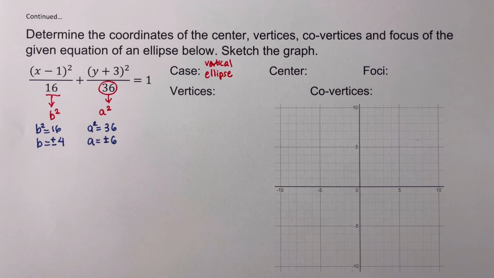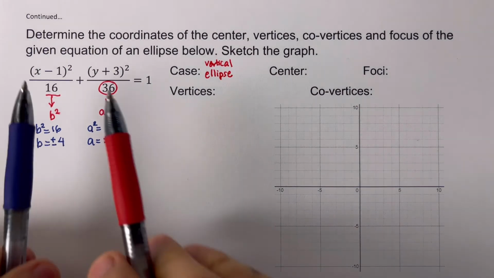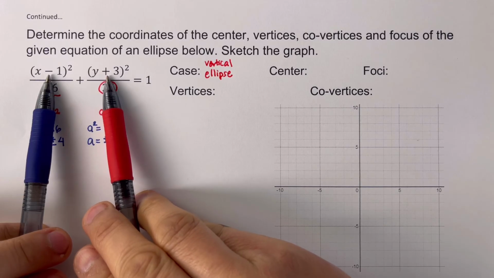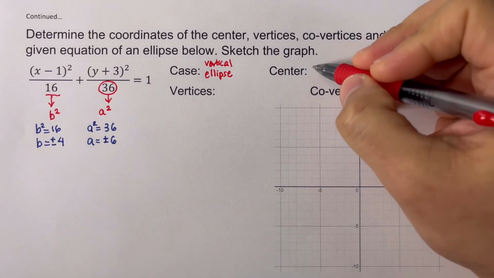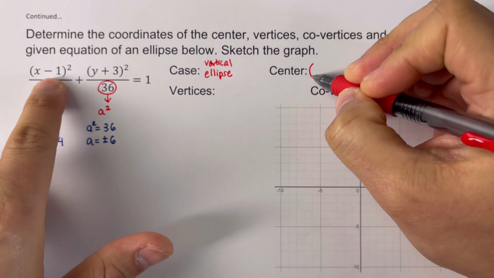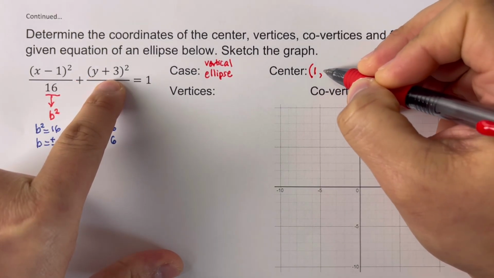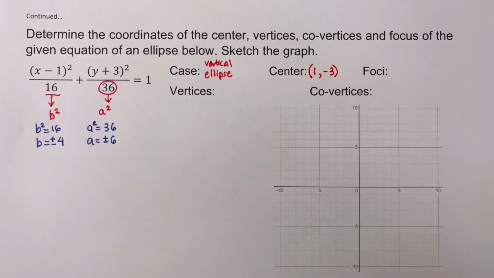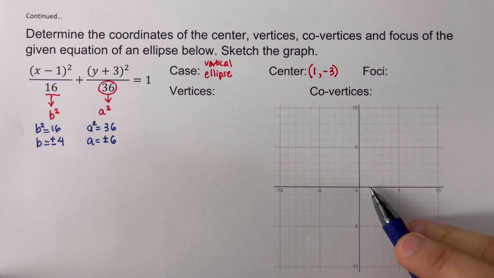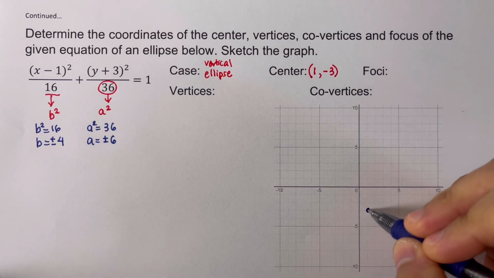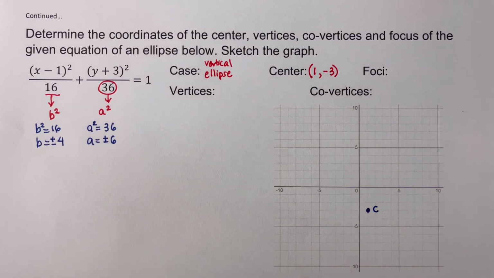Now we determine the center. We remember that the center is (h, k). Remember, we're going to switch and switch. So this tells us that our center is located at, since this is -1, that would be 1. And this is a +3, that's a -3. So I will plot this center down here. So that is on 1 and then -3. So it should be somewhere down here. So this is our center.